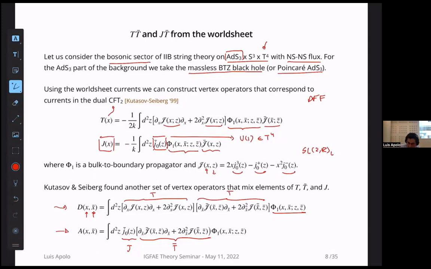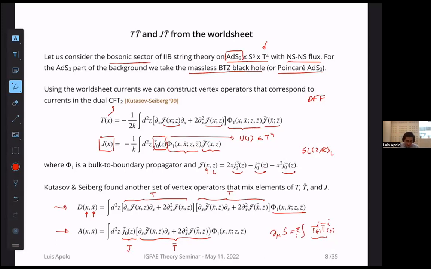is that this TTbar deformation is defined in the following way. Let me just write. For example, the single trace would be defined this way, TTbar, and the currents that appear on the right-hand side are the deformed currents. So these are operators that are defined in the deformed theory. So it's not clear to me how to define these D and A operators already in the deformed theory. It's sort of a complicated process.